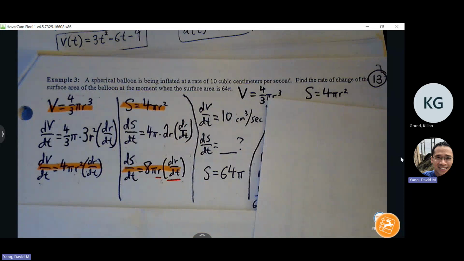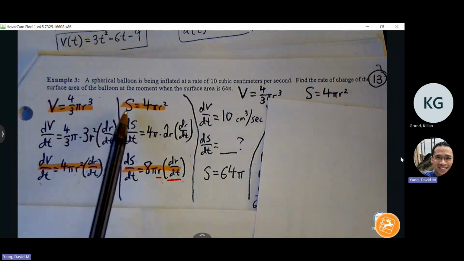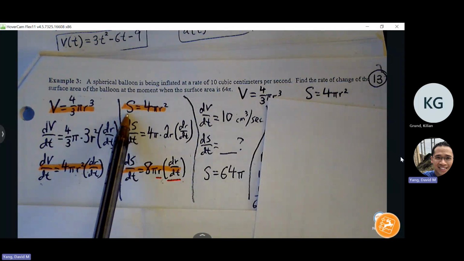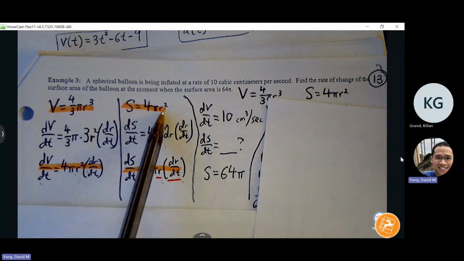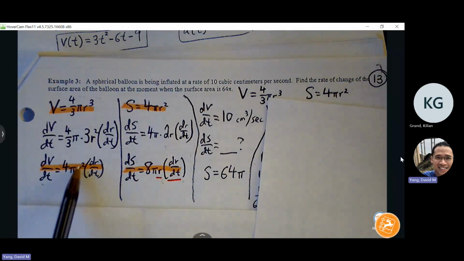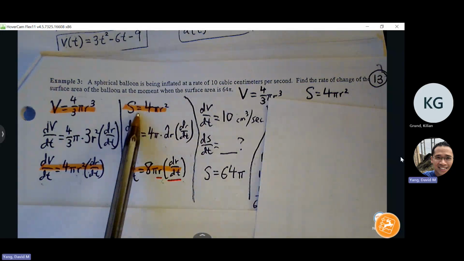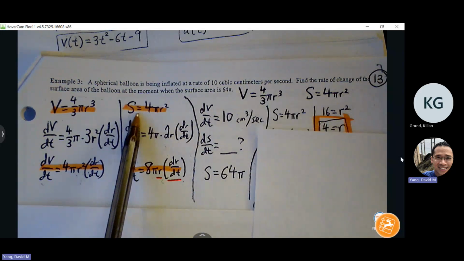S equals 64 pi. Okay, so how can we use this? We can plug into S equals 4 pi r squared. And then the goal here, we can do what with that? We can find r. And once we have r, then that clears up our ability to make progress here. Okay, so 64 pi will go in here. We can solve for r.